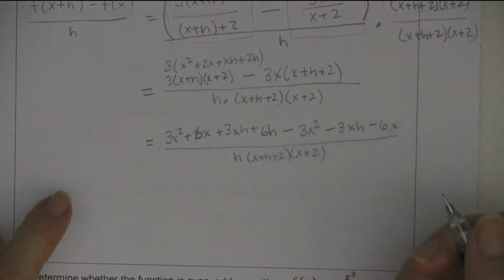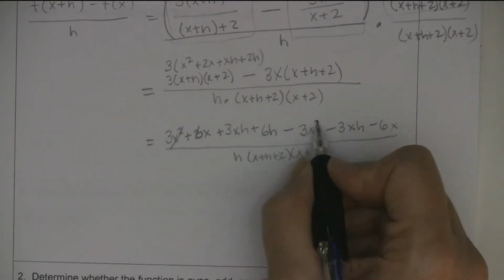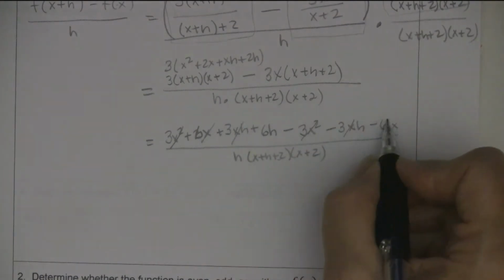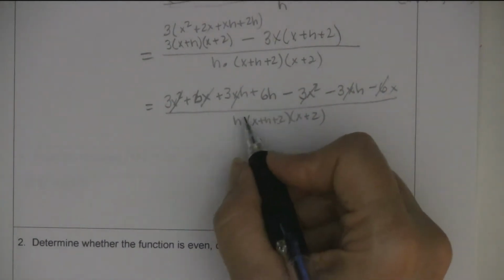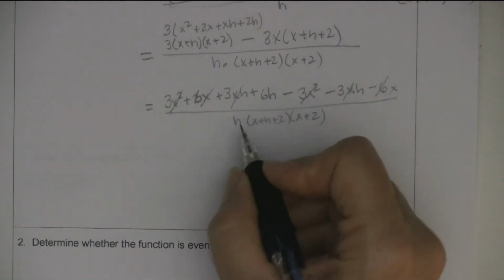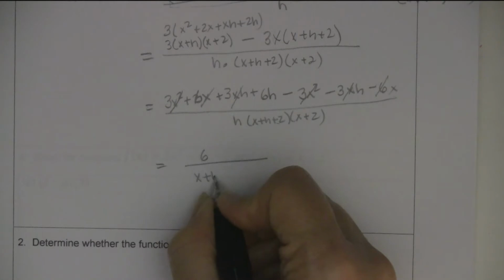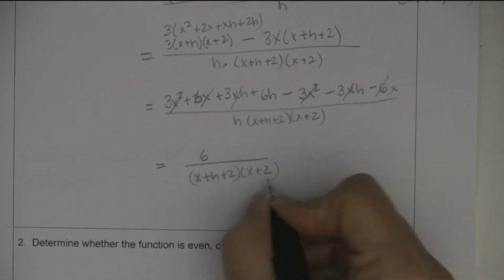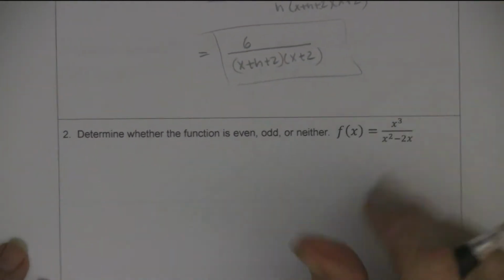And so the numerator, I'm hoping to multiply all that business together and cancel h. So 3x squared minus 3x squared, and this and this and this and this leaves 6h. So the h, no other pieces, the h's cancel out, so it leaves 6 in the top, and x plus h plus 2 times x plus 2. No need to multiply that together. That's perfect. That's wonderful. Go on to the next one.